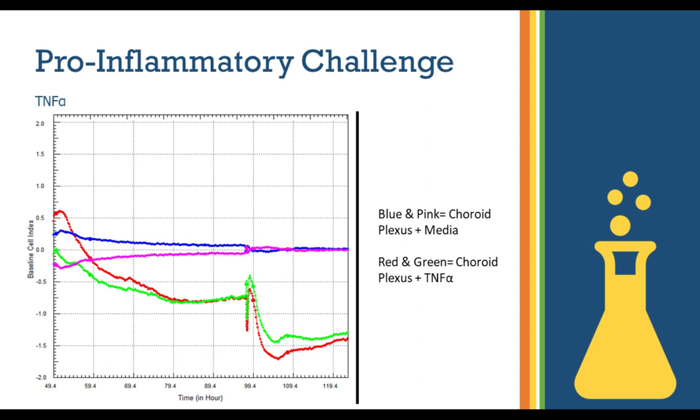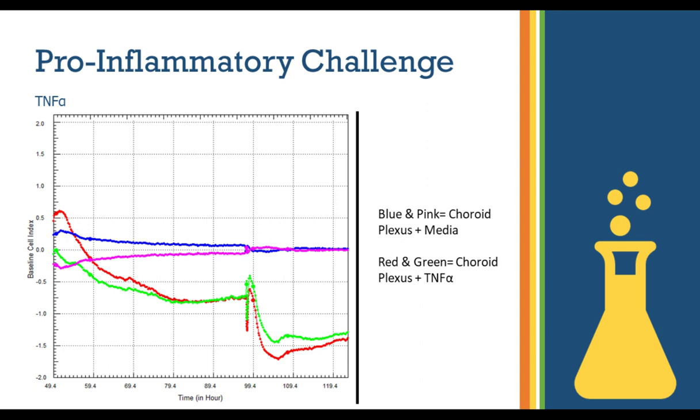So there's a lot going on in this picture, but the blue and the pink lines at the very top are the choroid plexus plus just media control measurements. As you can see, it stays around 0. I baselined this out since that is our control. And the red and green were cell cultures where, at the very beginning on the left of the graph, I added TNF-alpha, the pro-inflammatory cytokine. As you can see, both the red and green traces start to drop off.